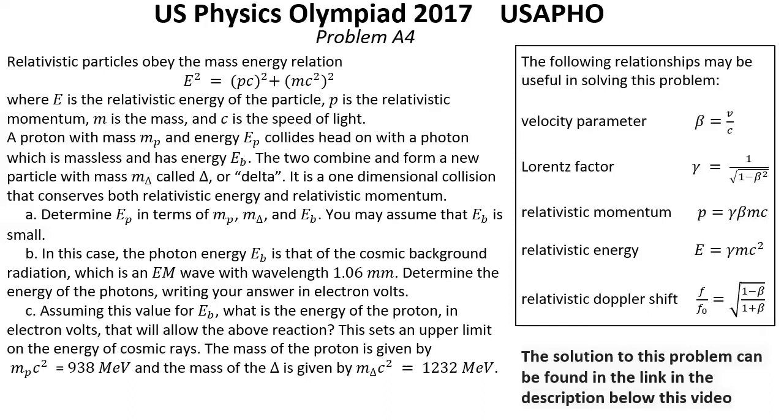The mass of the proton is given by m_p c squared equal to 938 megaelectron-volts, and the mass of the delta is given by m delta c squared equal to 1232 megaelectron-volts. On the right we have a table with relationships that may be useful in solving this problem.